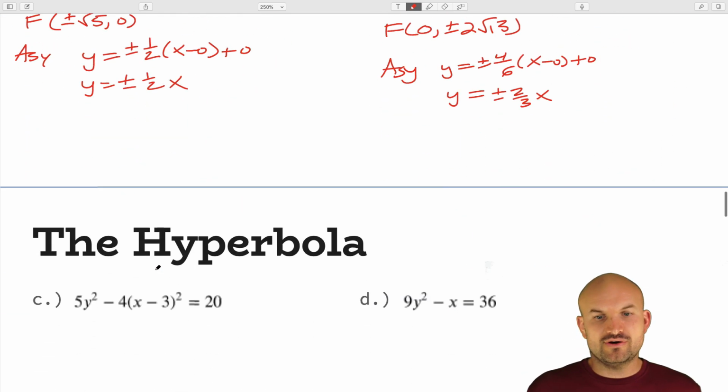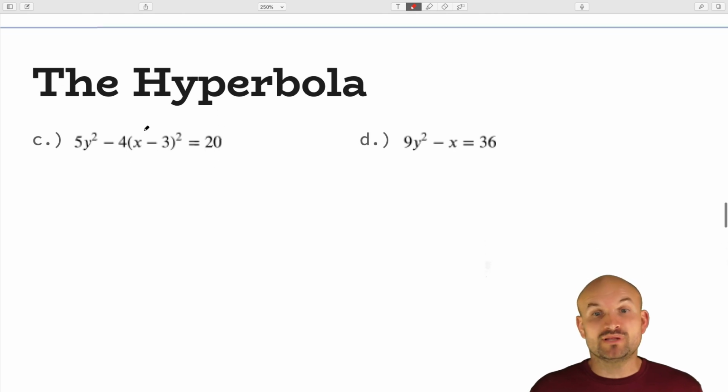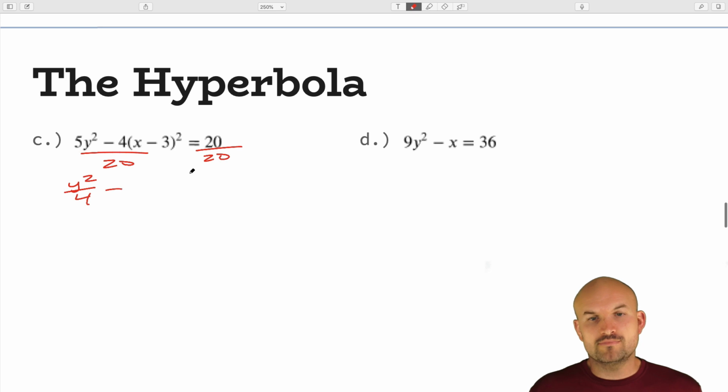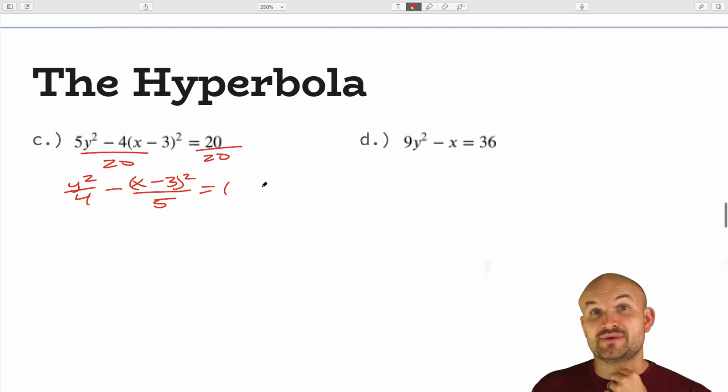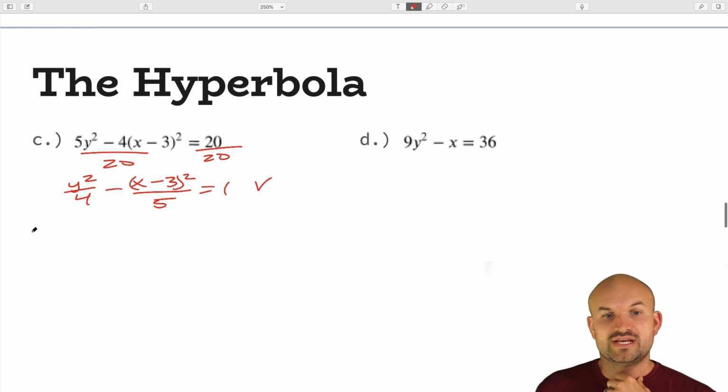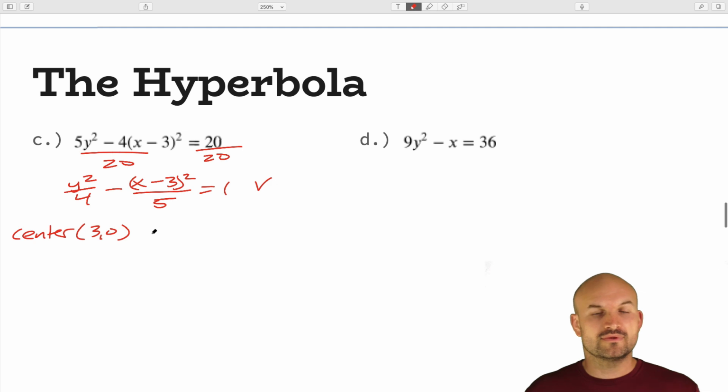All right, let's go ahead and continue on. Next up is the hyperbola. Now recognize this is obviously not in standard form. So the first thing you're going to want to do here is divide by 20 on both sides. Therefore, that would give me y squared over 4 minus x minus 3 quantity squared over 5, right? 4 over 20 reduces to 1/5. And then that's going to equal 1. Now, again, we can see my a squared is under the y, so that's going to be a vertical. We can say that the center here is going to be 3, comma 0.